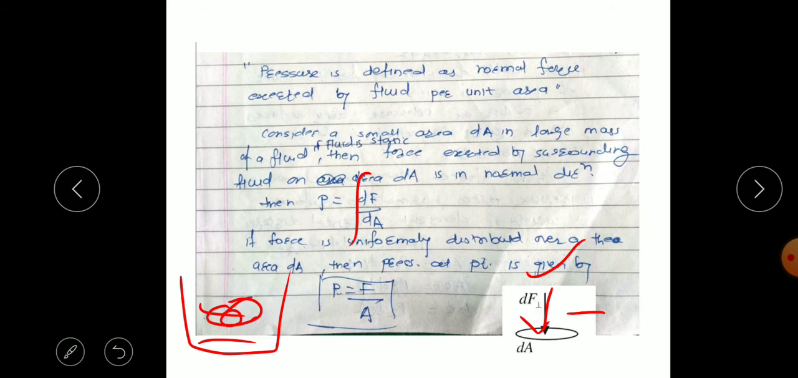So we have considered an infinitesimally small area. In that case the force dF, if you integrate, we get pressure is equal to force upon area. So here the pressure acting at a point, we consider as a very small area, and the force is uniformly distributed. In that case we get pressure is equal to force upon area.